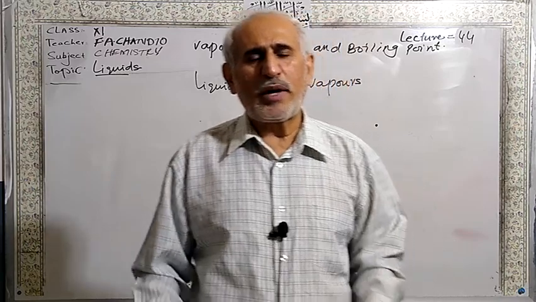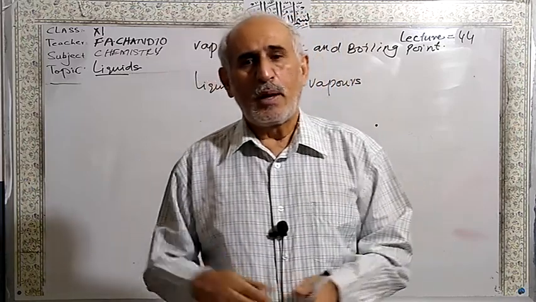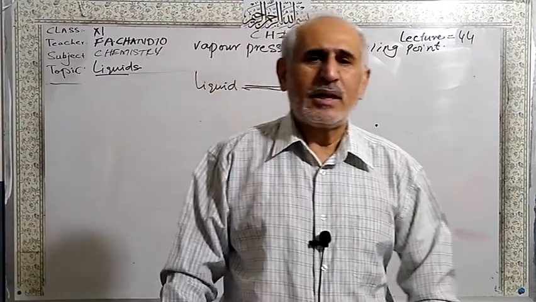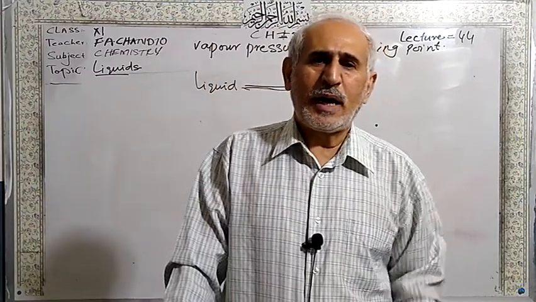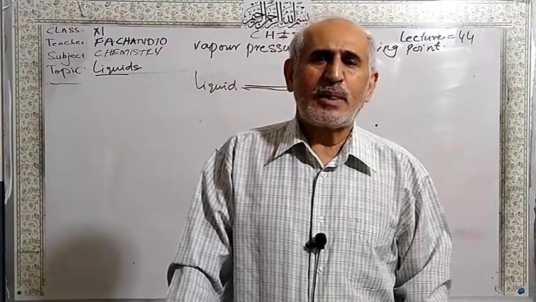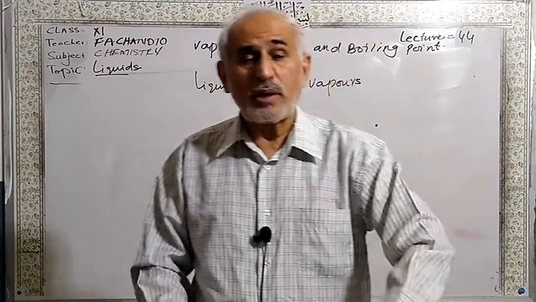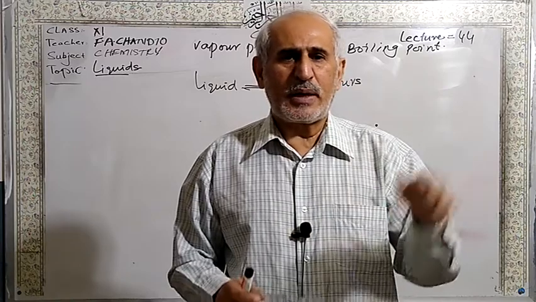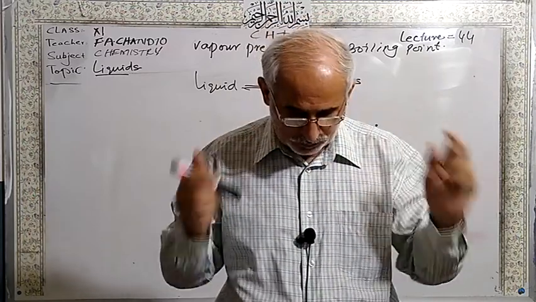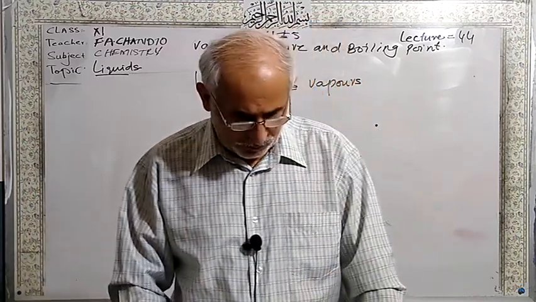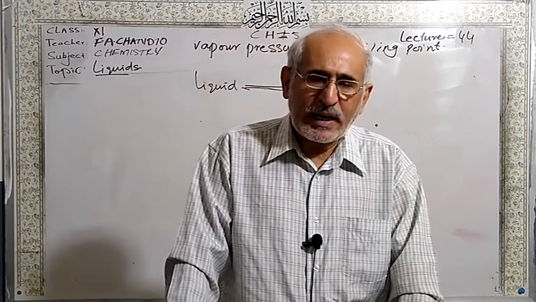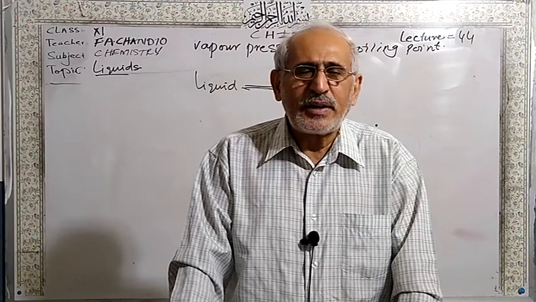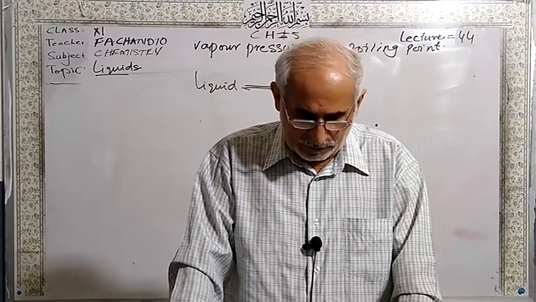The boiling point of water is 100. But when we climb up hills, to high altitude, the atmospheric pressure will decrease. The boiling point of the liquid is also going to decrease. So the boiling point of liquids depends upon atmospheric pressure. Written in your book, the boiling point of water at 760 millimeters of mercury is 100 degrees centigrade at sea level.